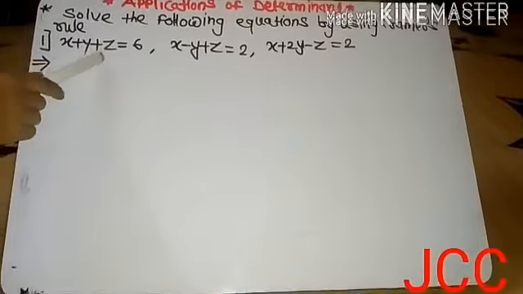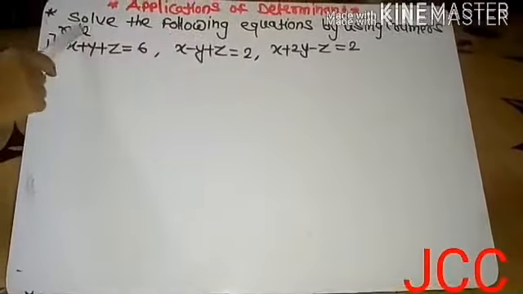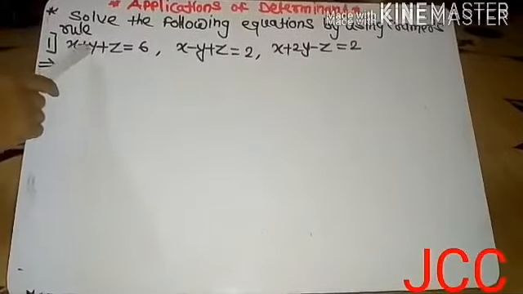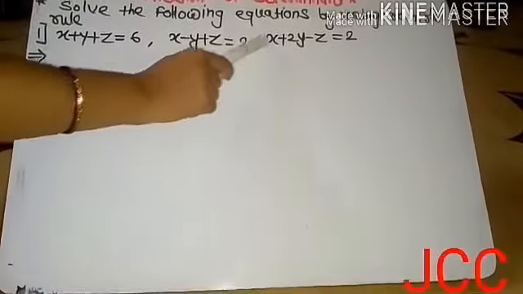The first example on Cramer's rule. The question is: solve the following equations by using Cramer's rule. The first equation, x plus y plus z equals 6. Second, x minus y plus z equals 2. And third, x plus 2y minus z equals 2.